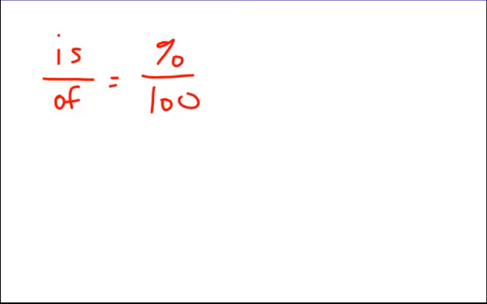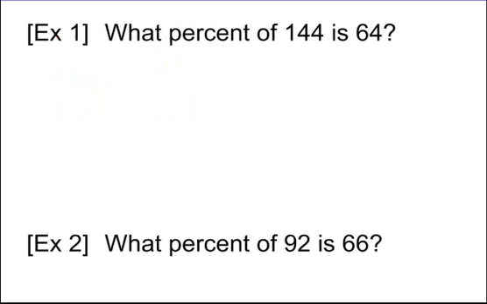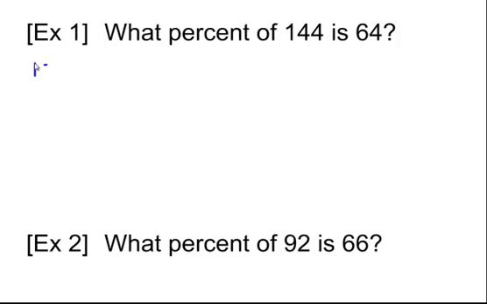All right, so what exactly does that mean? Well, you learned about ratios and proportions in the last chapter, so in this chapter, we're going to use it as well. It says what percent of 144 is 64. So here we have a percent, we have an is, we have an of. So here's what it looks like. I always write is over of equals percent over 100.